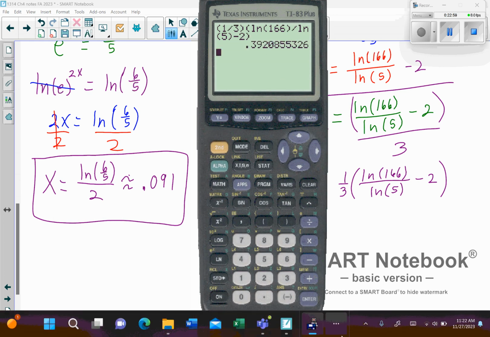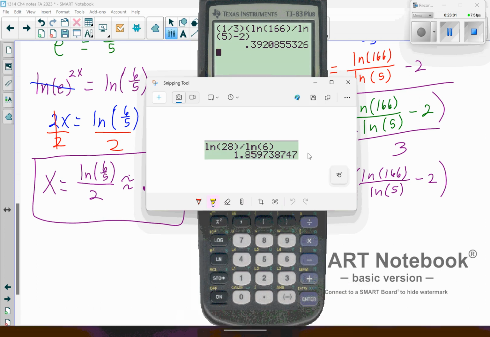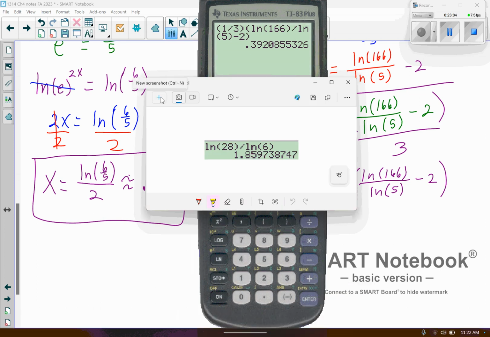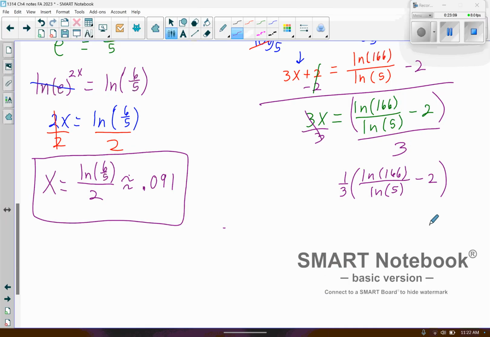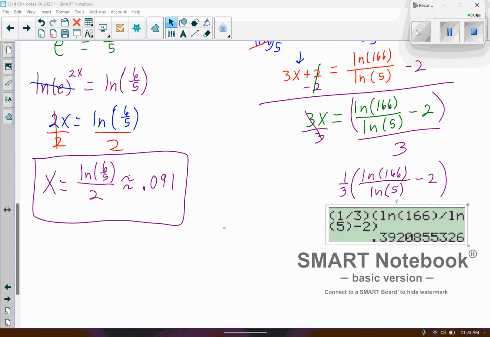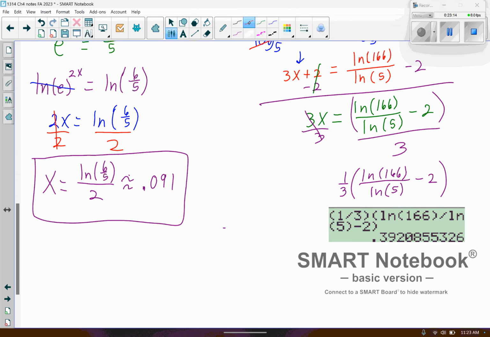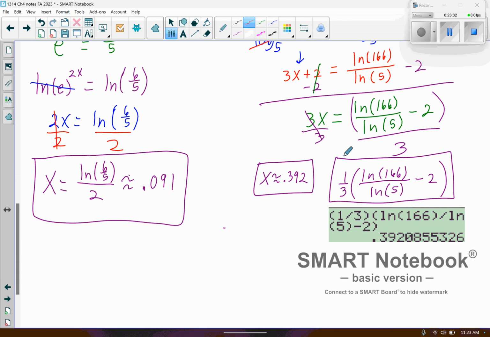And I'm going to go ahead and include a little snippet of this so we can see this in the notes. So let me go ahead and paste that. So there we are. And so rounded, x is going to be approximately 0.392. So that's our approximation right there. This is our exact answer right there. Okay, so that's going to conclude part 1, and we'll start part 2.